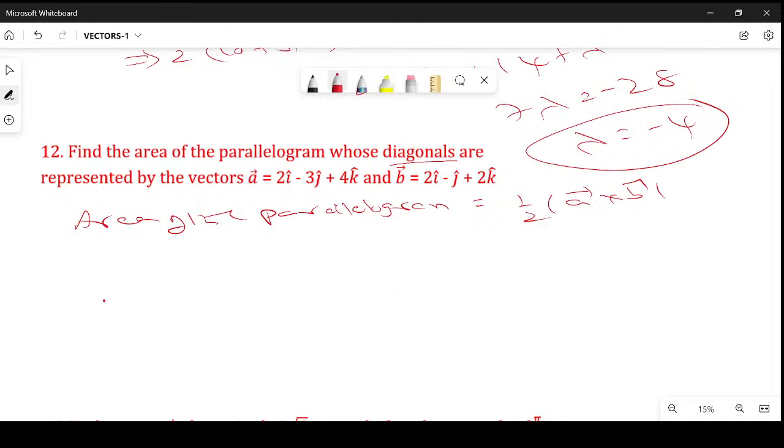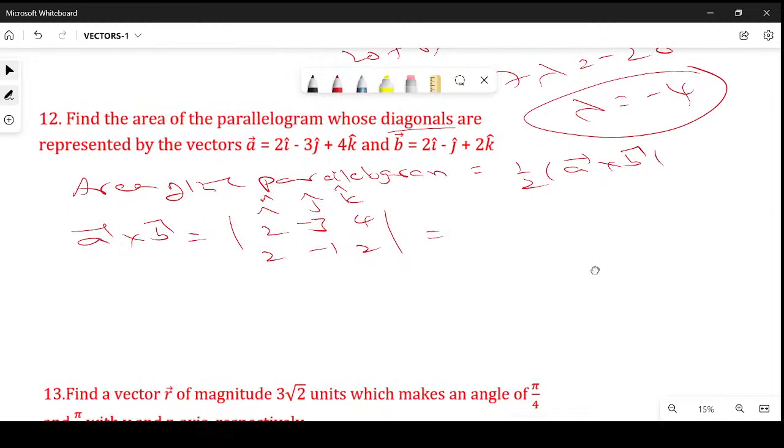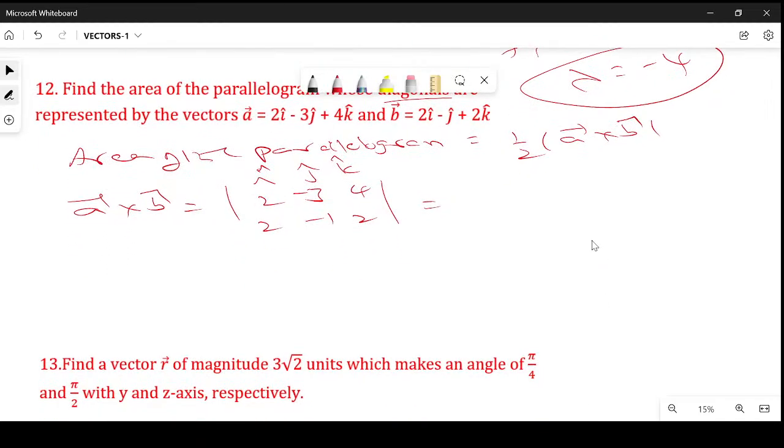Just write, find a bar cross b bar now. We will find a bar cross b bar. We consider i cap, j cap, k cap. So 2 minus 3 and 4, and I can consider 2 minus 1, 2. First you find a bar cross b bar. Check the value of a bar cross b bar.